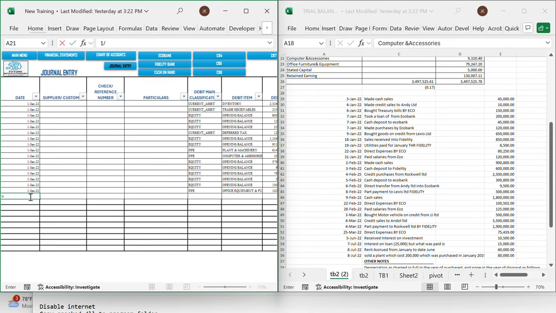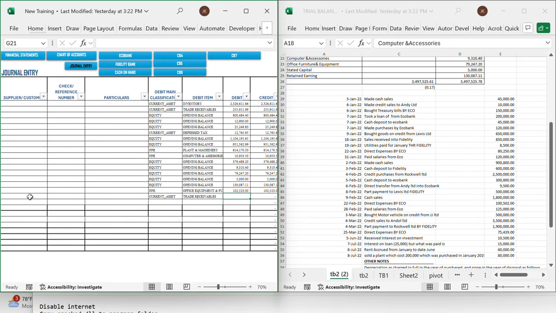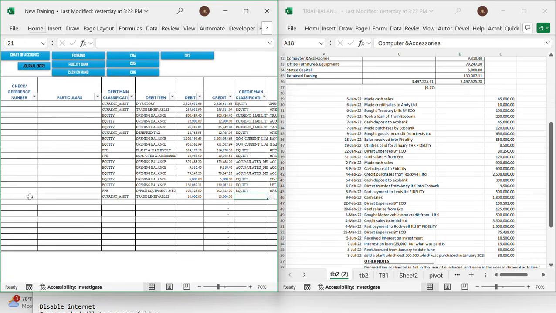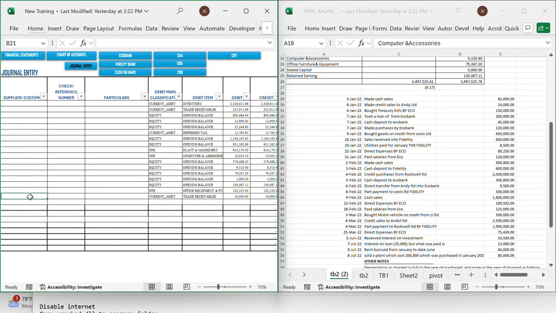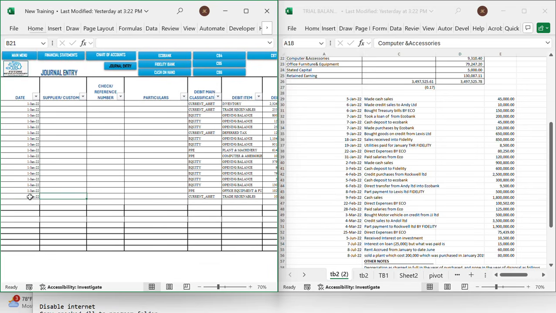So January 6th, 2022, we are going to debit our current assets, trade receivables, and the amount is 10,000. Then we credit our revenue. So the supplier or the customer's name would be here, and the name is Andy Limited.